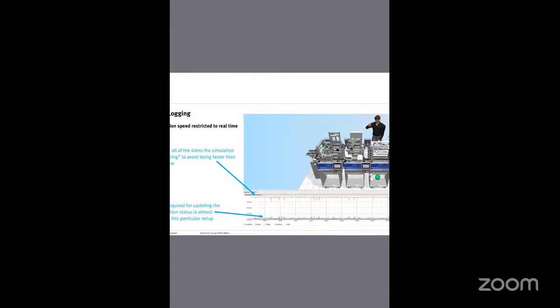Because the simulation will not cross the speed of real time. For example, if the simulation update takes 1 millisecond, it will be waiting for 39 milliseconds. So totally 40 millisecond, right?